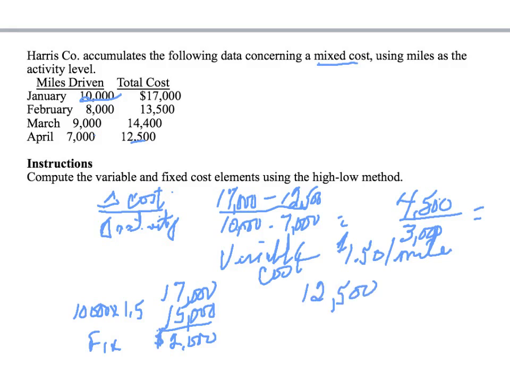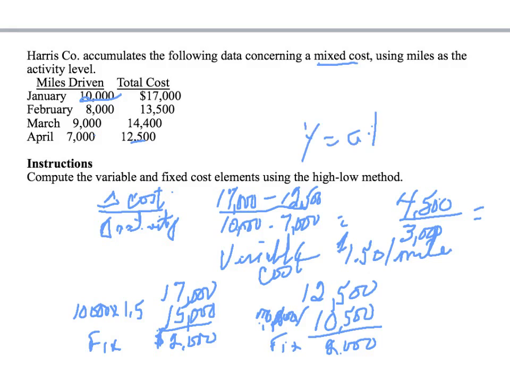The variable cost would be $7,500 times 1.5, which would be $10,500, and their fixed cost, of course, would be the same at that level. So the fixed is always fixed. So we can say that if we wanted to predict the cost, y equals a plus bx. Alright, a is the fixed cost plus b is the variable cost times the activity.